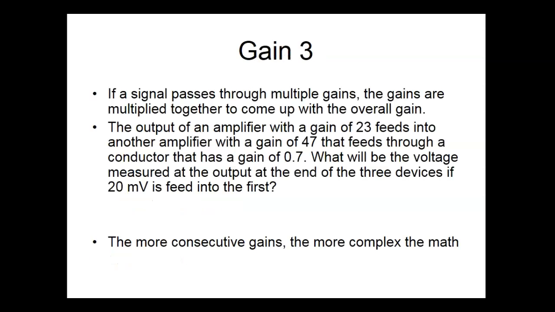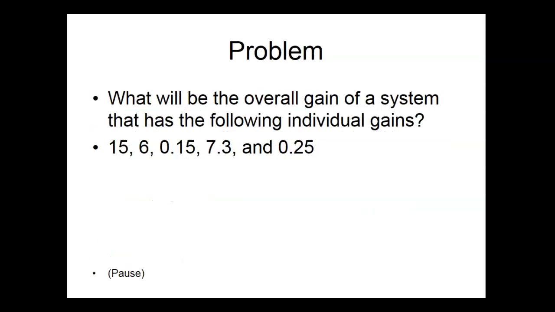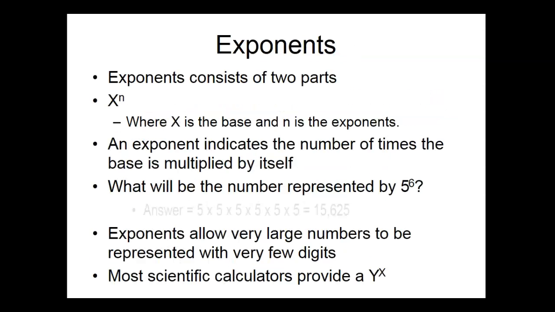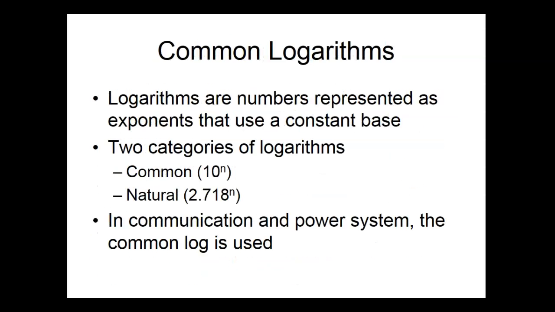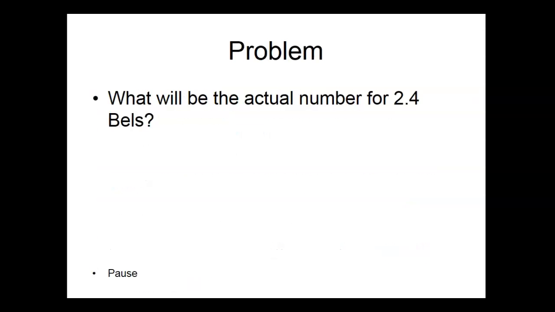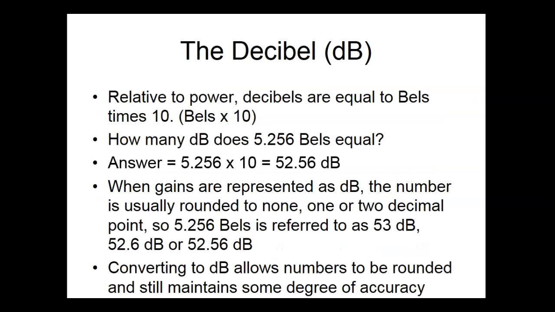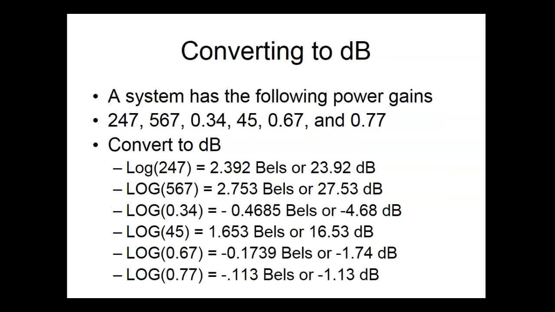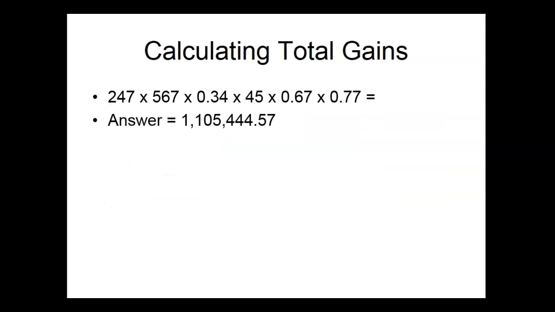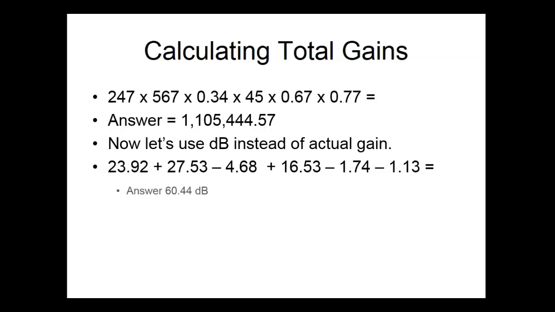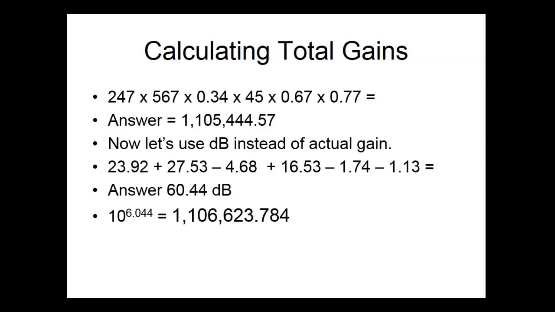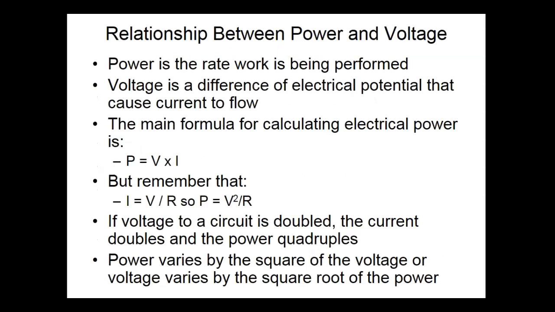Gain, signal gain through multiple stages. Decibel is total gain. And like I said, a lot of times when you have dB, like 10 to the 6, I know this is going to be somewhere around a million, so you get a pretty good idea without picking up a calculator.